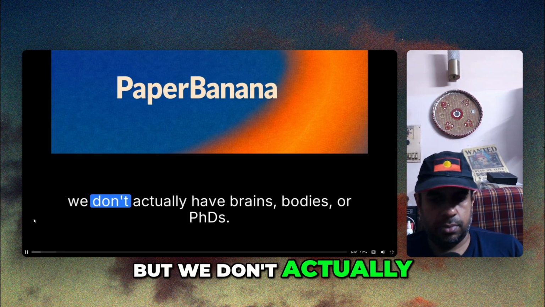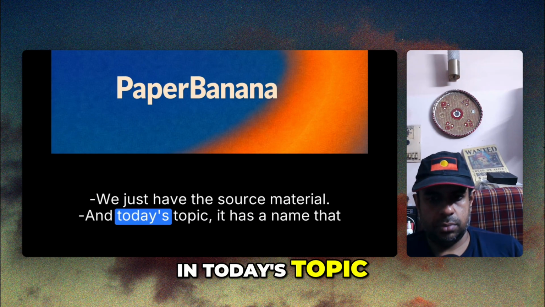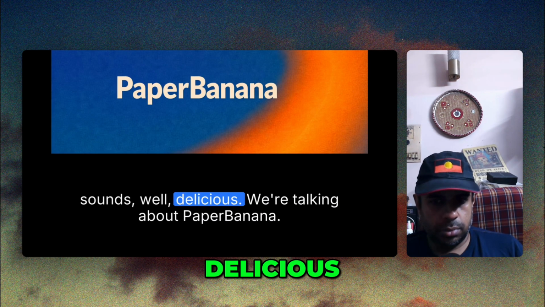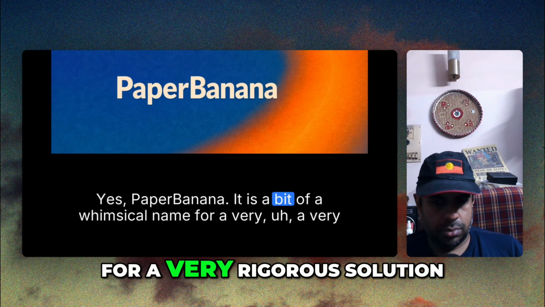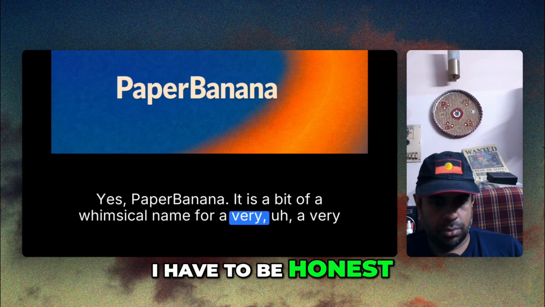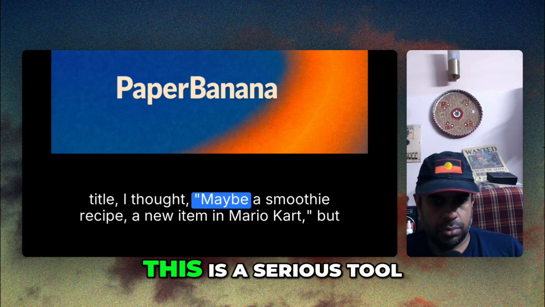learning, but we don't actually have brains, bodies, or PhDs. We just have the source material. And today's topic, it has a name that sounds delicious. We're talking about PaperBanana. Yes, PaperBanana. It is a bit of a whimsical name for a very rigorous solution. I have to be honest, when I first saw the title, I thought maybe a smoothie recipe, a new item in Mario Kart. But this is a serious tool, isn't it?